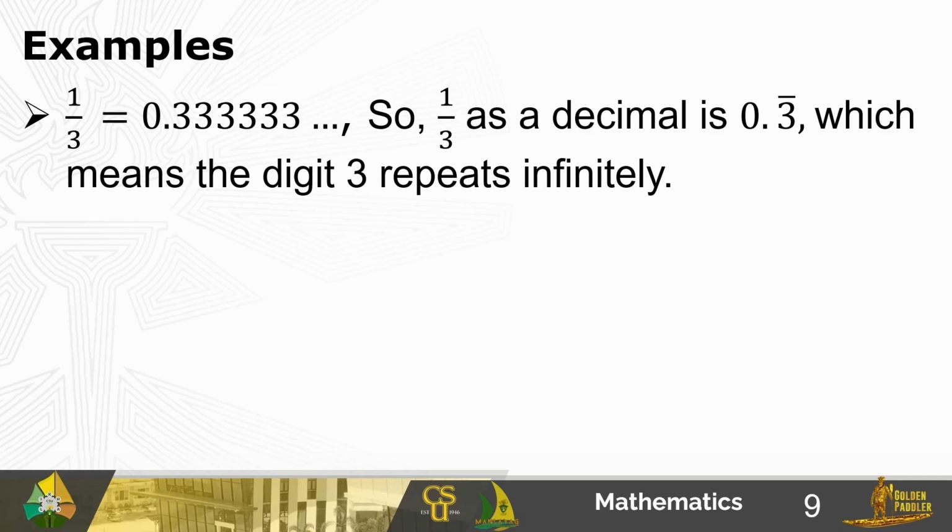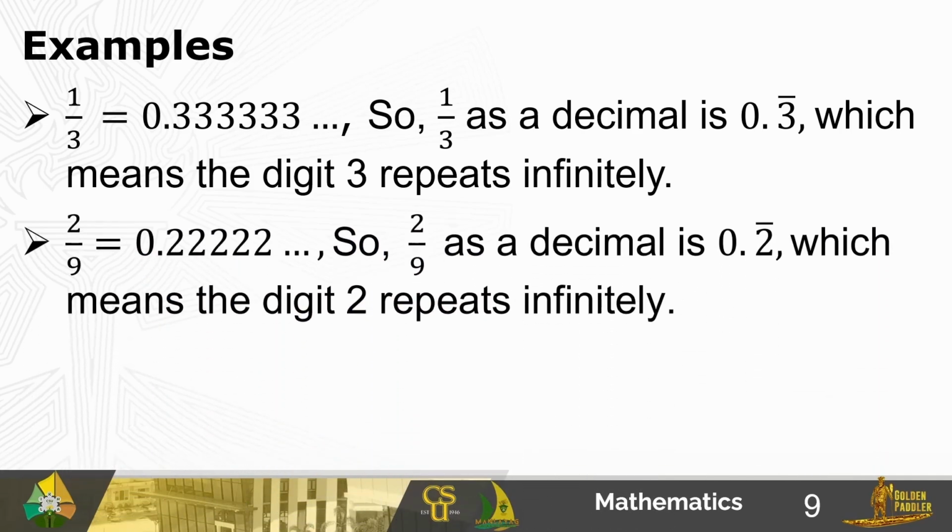As you can see, the number 3 here does not end. So 1 over 3 as a decimal is 0.3 bar. The bar here represents a repeating block of the number, which means the digit 3 repeats infinitely. Another example is 2 over 9, which is equal to 0.2222. So 2 over 9 as a decimal is 0.2 bar, which means the digit 2 repeats infinitely.